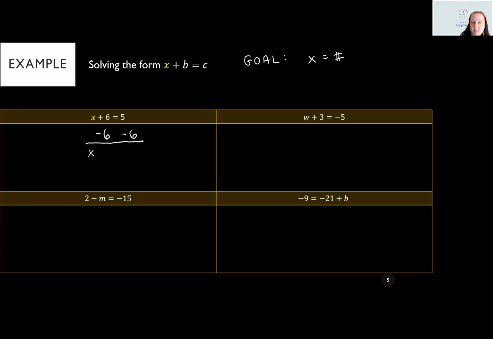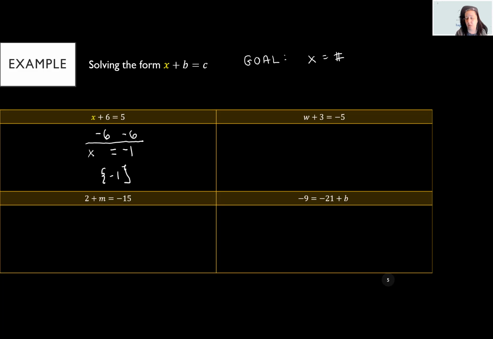And when you have 6 minus 6, that becomes 0. So it's not there anymore. You don't need to write it. So I just have my x on the left side. And then I just do my math, 5 minus 6, and that gets you -1. And so that's your answer, because now we have our variable x by itself. So we have x is equal to -1. So our solution set is -1.